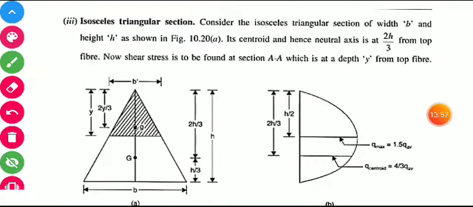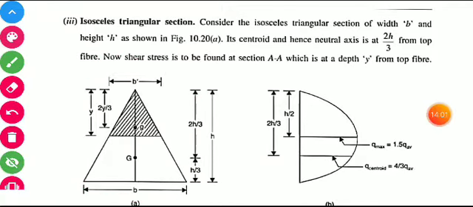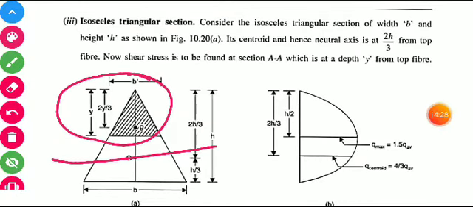Here is your isosceles triangular section, base b and height h. You know that the CG of this triangle will be at h by 3 and 2h by 3. So you consider one small element here, from this CG to this CG. This is your y, this is your neutral axis.